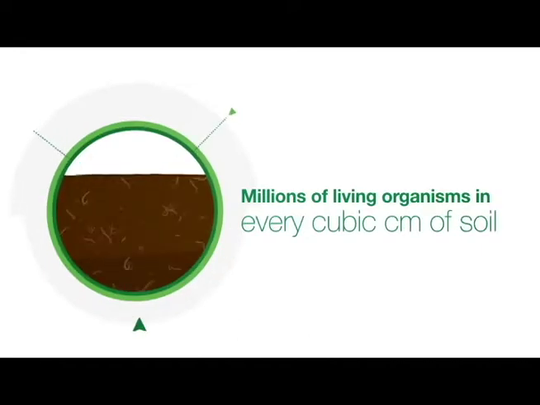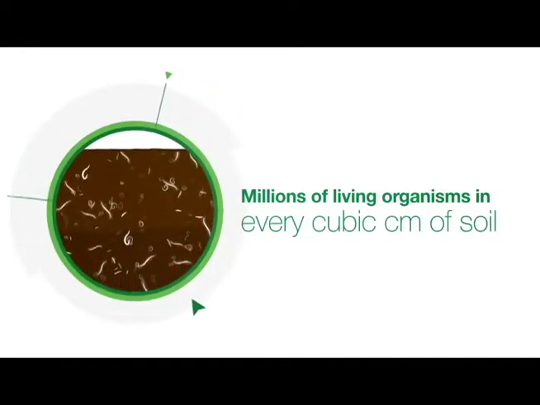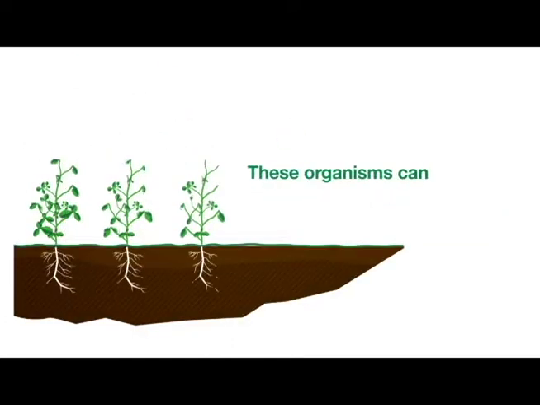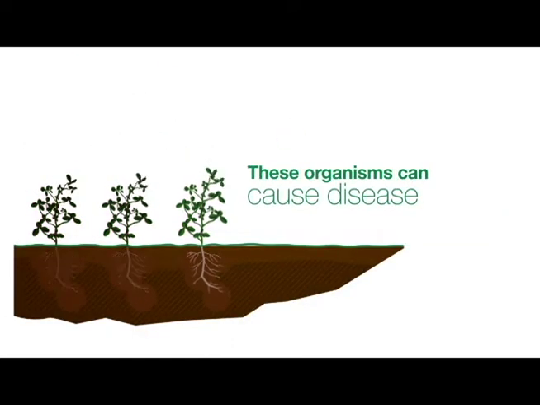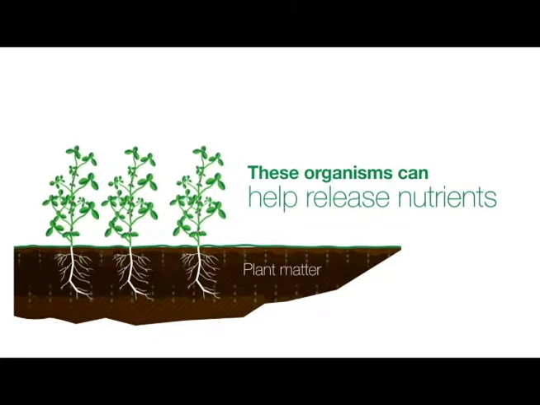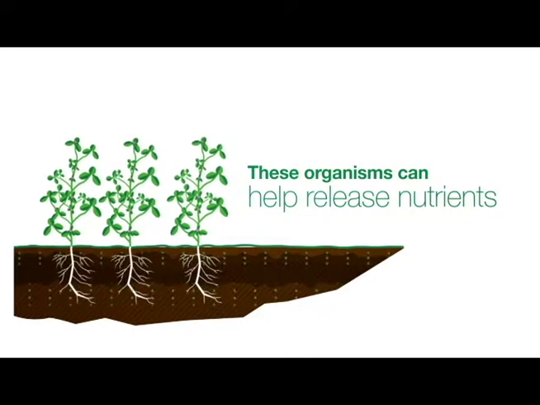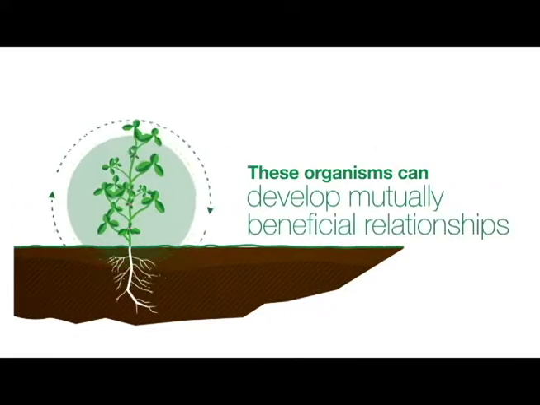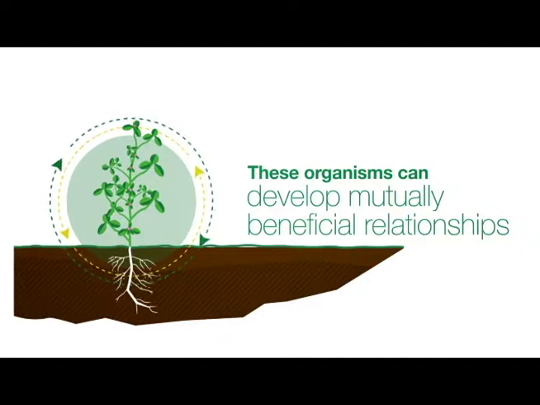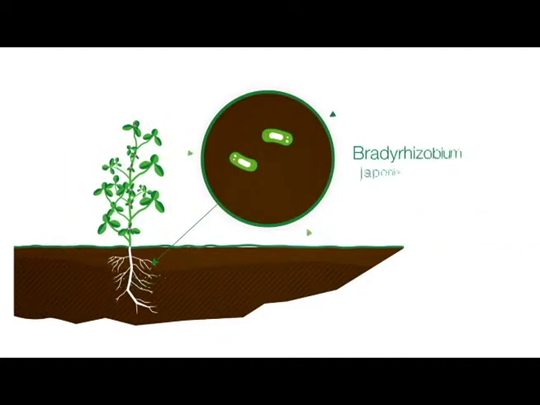Millions of living organisms live in every cubic centimeter of soil found in a typical farm field. Some of these organisms, if not controlled, can cause disease. Others help break down decaying plant material, releasing nutrients back into the soil for future crops to use. Still others have developed mutually beneficial relationships with the crops grown in the field. Such is the case with the soybean plant and the bacteria Bradyrhizobium japonicum. We'll just call them rhizobia.